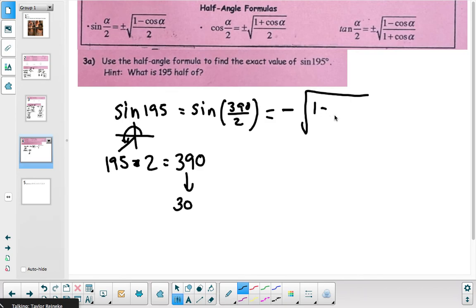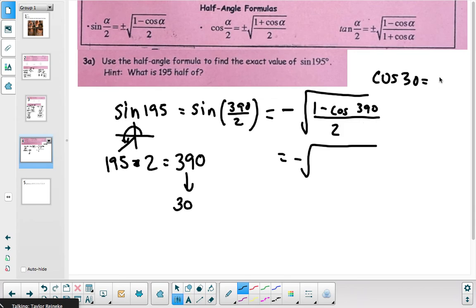So negative square root of 1 minus cosine of 390, right? Alpha, we're saying, is 390. Alpha over 2 is 195, and all of that's over 2. Now, cosine of 390 is the same thing as cosine of 30. Cosine of 30 is equal to root 3 over 2. So, plug it in. Don't worry, this one's a little bit easier.